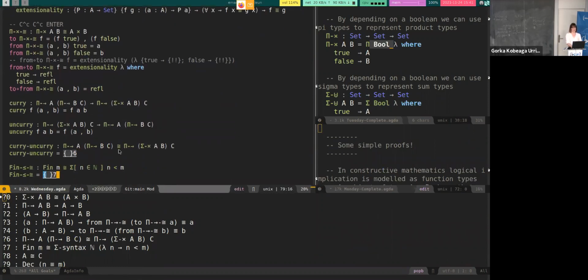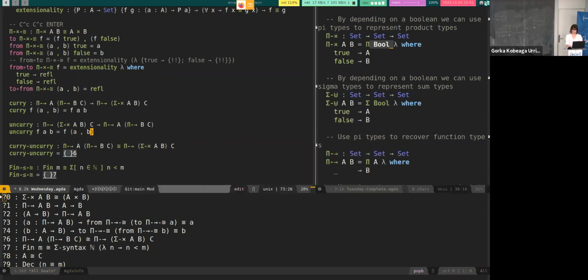So there's a bunch of things you can prove, for example, that the curried and uncurried forms are the same. If you have a function that takes one argument and a second argument and returns a C, and if you have a function that takes an A times B and returns a C, those two things are basically the same thing.